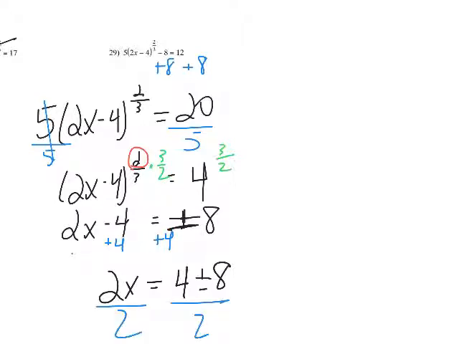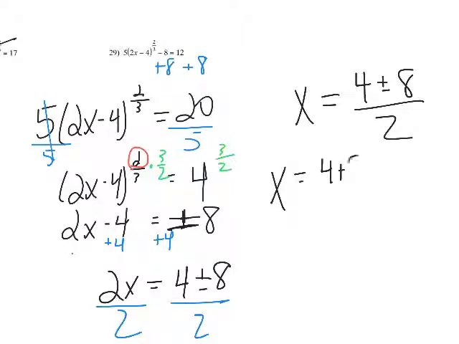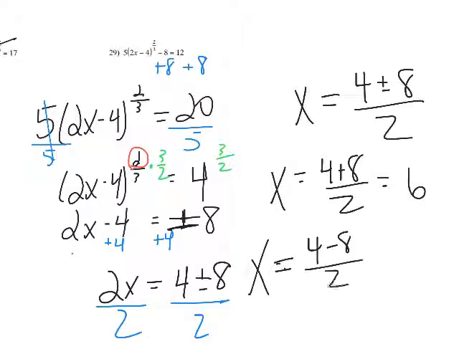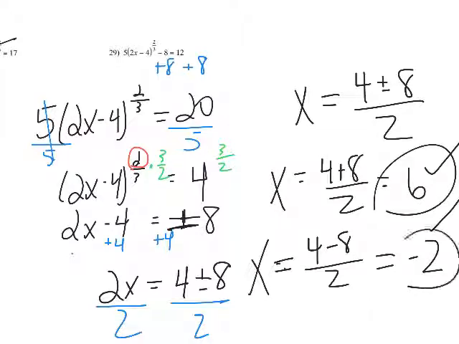So you get x equals 4 plus or minus 8 divided by 2. You get 2 answers. Your first answer is x equals 4 plus 8 divided by 2, so 12 divided by 2 is 6. And then x equals 4 minus 8, divided by 2, so negative 4 divided by 2 is negative 2. Check them both by plugging them in. They both end up working, and those are your 2 answers.